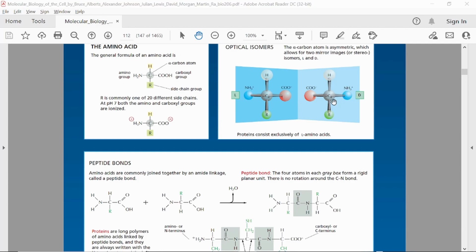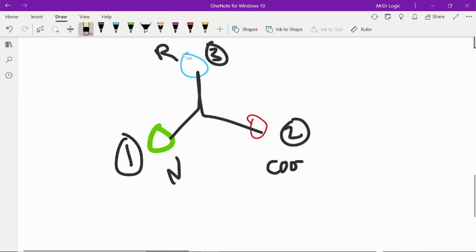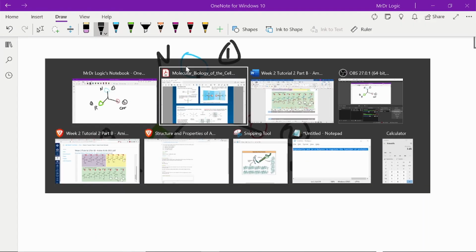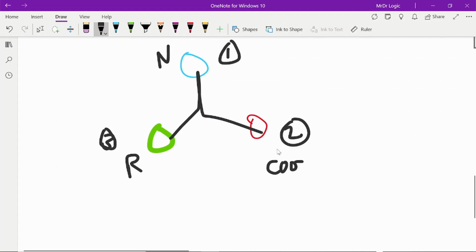Okay, so the way I drew it, no, I messed it up. Nope, that's my bad. I messed up the colors. Okay, so this is 1 because it's the nitrogen group. This is 3 because it's the R group. Yeah, I messed up the colors. That's my bad. Okay, so essentially 1, 2, and then 3.